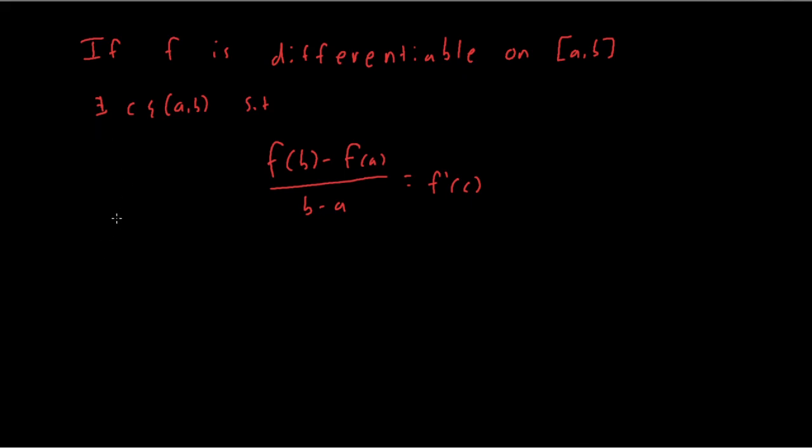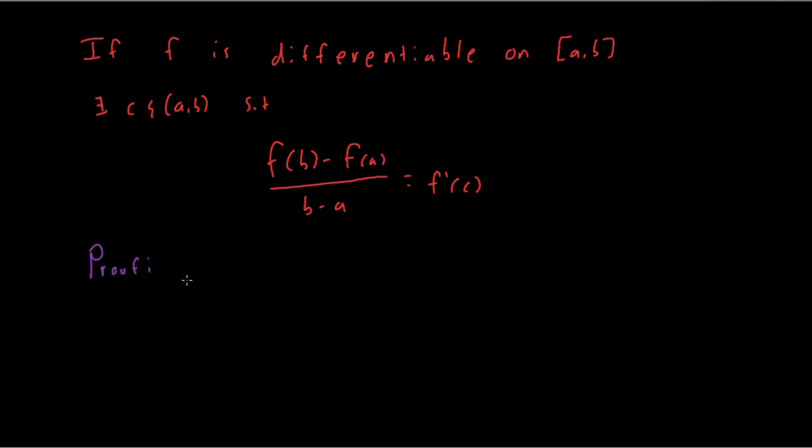So before I begin the proof, I'm just going to point out I sketched out a definition of the mean value theorem. If f is differentiable on (a, b), then there exists a c in (a, b) such that (f(b) minus f(a)) over (b minus a) is equal to f prime of c. So let's begin the proof.